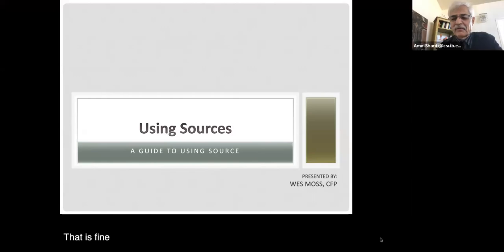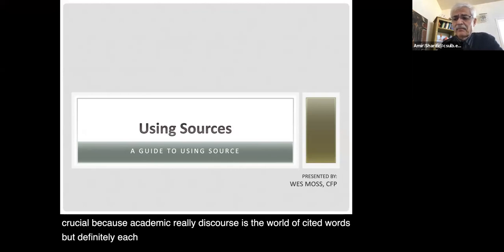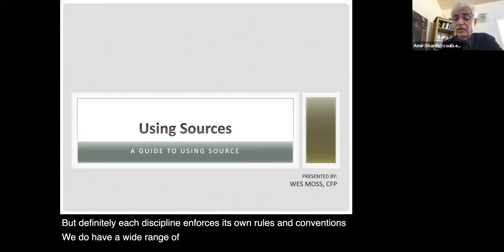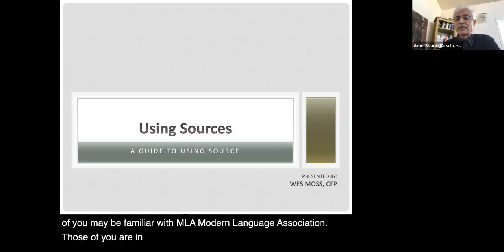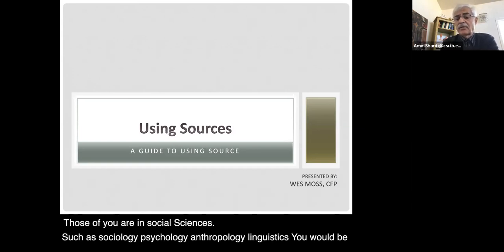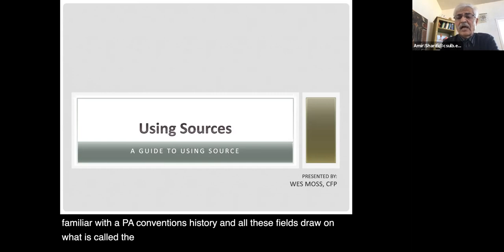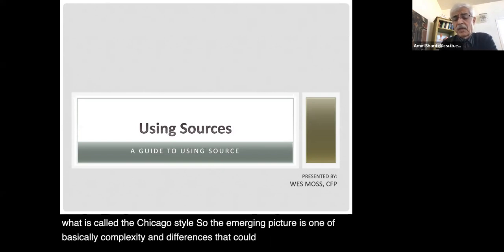That is fine. So, but first we will talk about using sources. This is very crucial because academic discourse is the world of cited words. But definitely each discipline enforces its own rules and conventions. We do have a wide range of traditions. Most of you may be familiar with MLA, Modern Language Association. Now, those of you who are in social sciences, such as sociology, psychology, anthropology, linguistics, you would be familiar with APA conventions. History and all these fields draw on what is called the Chicago style. So the emerging picture is one of complexity and differences that could be confusing to students.